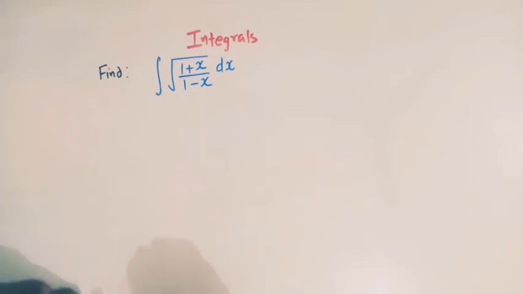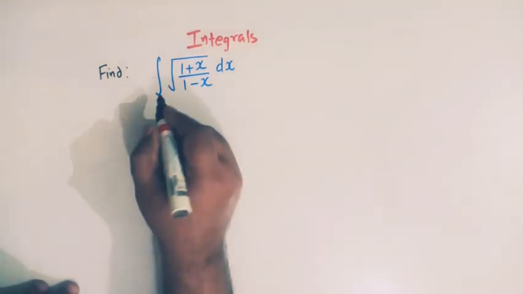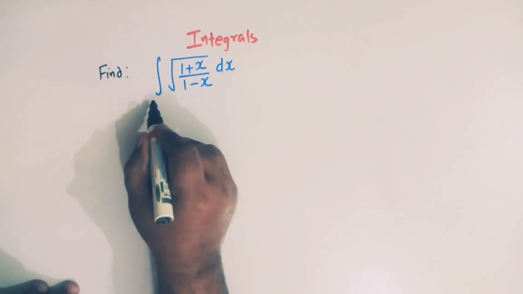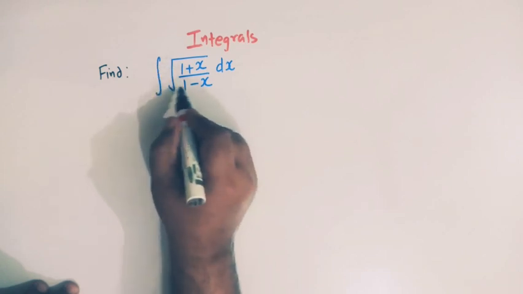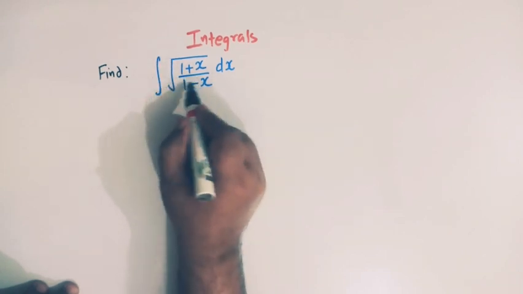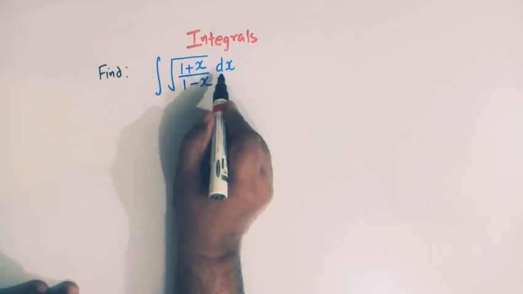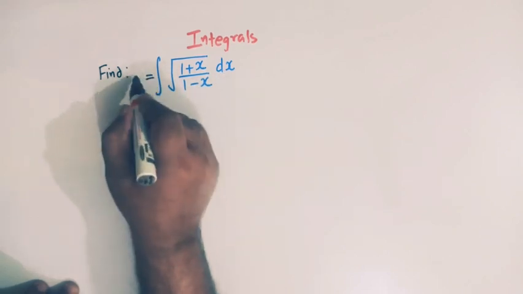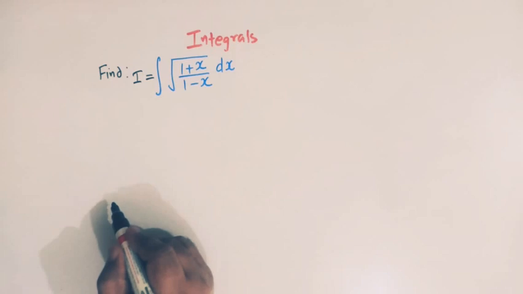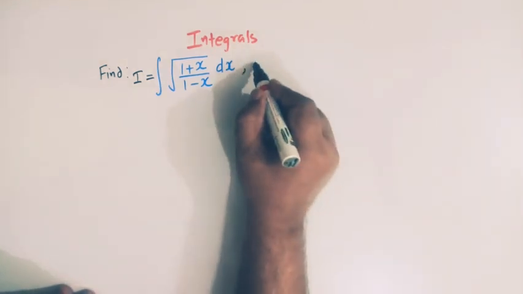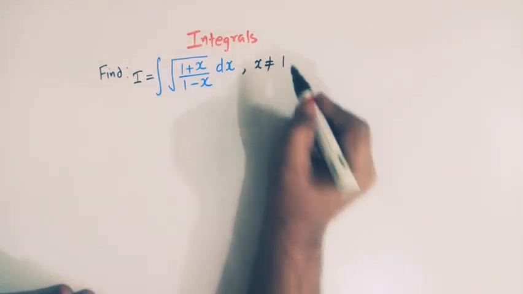Hello viewers, in today's class we are going to solve this integral. Here we have to integrate square root of 1 plus x over 1 minus x dx, right? So let us first call this integral as I. And here the condition is x is not equal to 1.